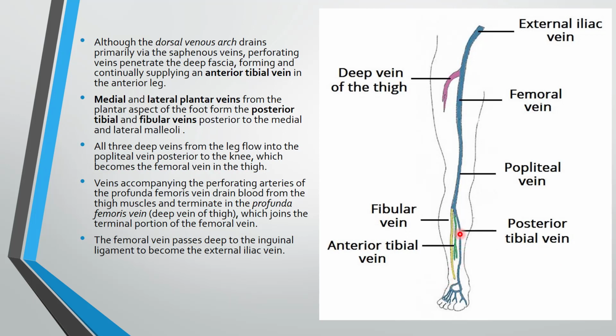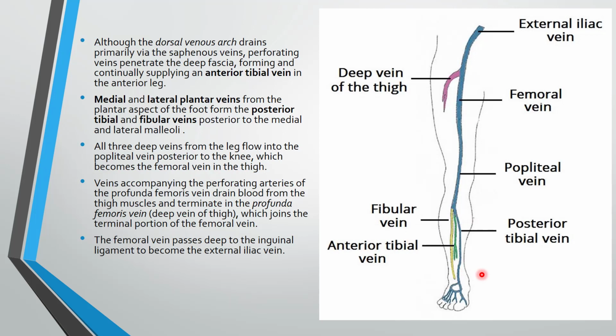See here, there will be two veins which are called the medial and lateral plantar veins. These are present on the medial and the lateral plantar aspect of the foot, and they will form the posterior tibial and fibular vein. See here, this is posterior tibial vein and there is fibular vein on the lateral side. So these posterior tibial and fibular veins are formed by the medial plantar and the lateral plantar veins respectively. They are posterior to the medial malleolus and the lateral malleolus respectively.